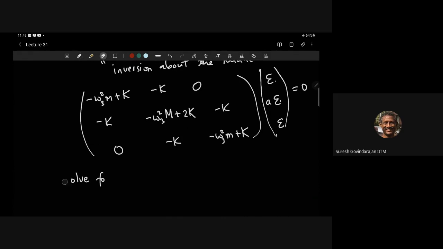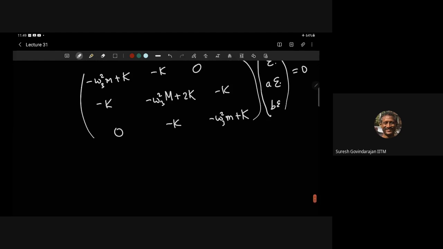Let's do it. This matrix is correct, no? Can someone tell me? Yes, sir. It's okay, no? Okay, so let me be a little bit more cavalier. Call it B epsilon, maybe. So we have to determine A and B. So let's just do that.